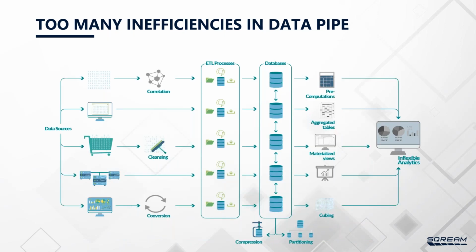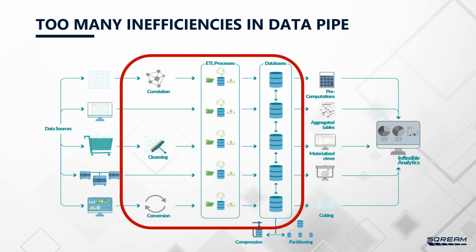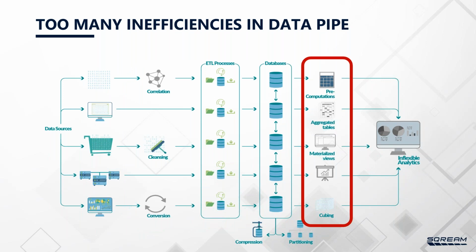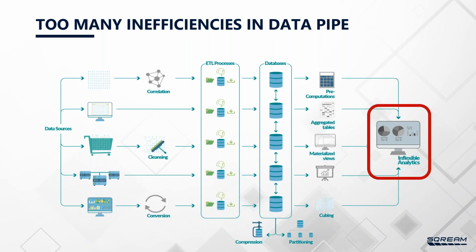So if we look at where the inefficiencies are in your data pipe, the first place is in the ETL process. So just getting the data from the data lake or from the multiple data sources into the databases upon which you're going to then do pre-computations, aggregated tables, materialized views, cubing, indexing, all of what needs to be done in order to make that data available for Tableau. And this is the problem.